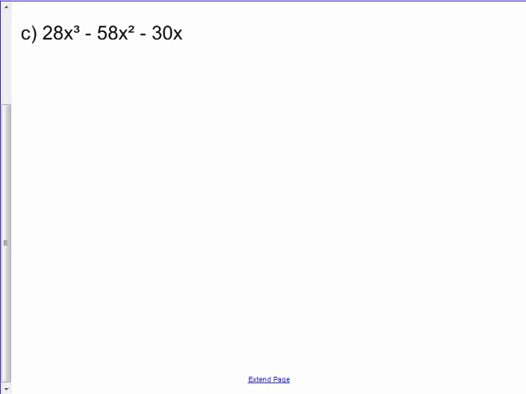So the last one, C here. Tough problem here. A lot of different things to look at. First thing I do, 28, 58, and 30. Ooh, what can I pull out? X cubed, x squared, and x. I can pull out a 2, and I can pull out an x. So when I pull those out, I'm left with 14x squared minus 29x minus 15.